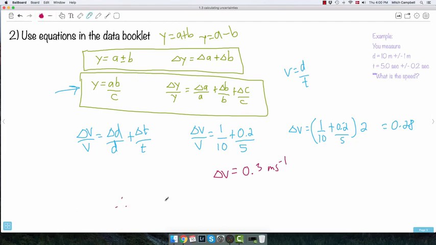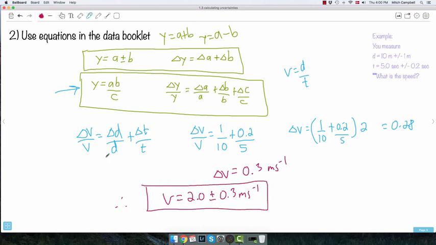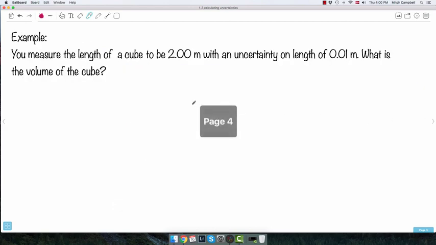Therefore, my final answer is V equals, remember it's 2, and again I know to round it to put one value after the decimal. So in this case I'm going to say 2.0 plus or minus 0.3 meters per second. Aha! That's how we do it. And I have another example for you, just to make sure it makes sense. So this is the final answer here. So if we do another example, here you measure, and this is something from an exam.